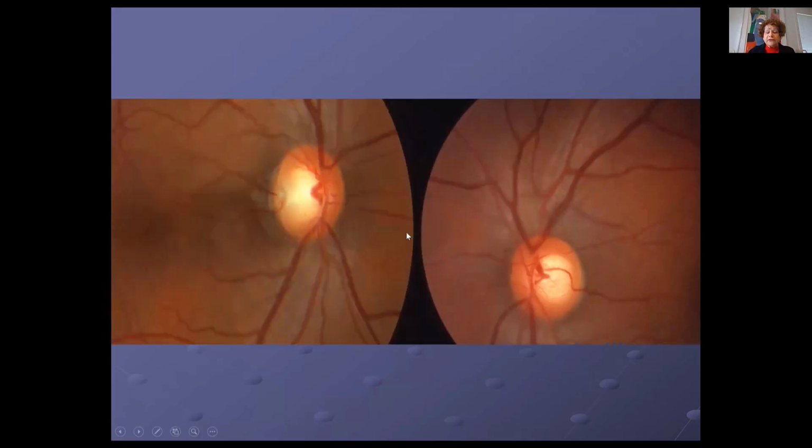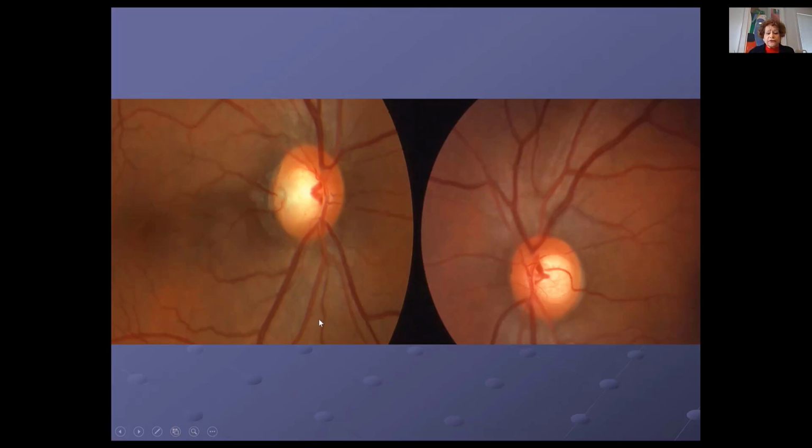So we take our disc photos and we see that he does have large discs. He does have a large degree of cupping that's actually pretty deep. You can see the lamina, but yet in the left eye, the rim tissue looks fairly healthy, although there's this vessel that's bending up over the edge. It's a little bit of concern. And in this eye, we are also concerned a little bit about the thinning of that rim tissue.